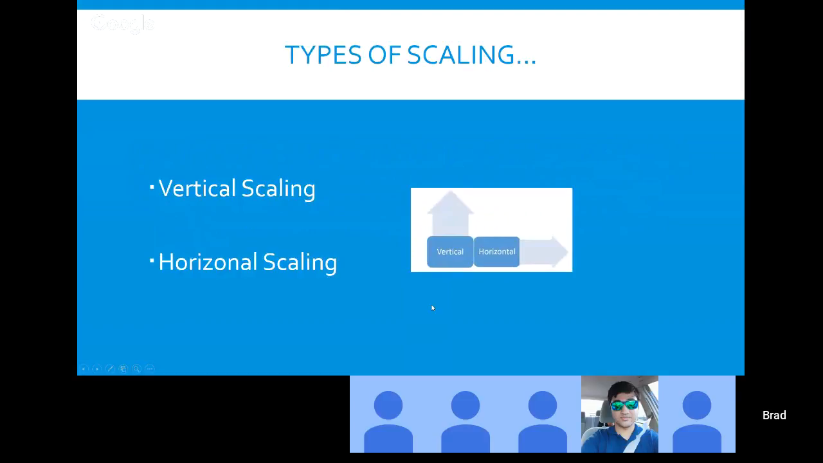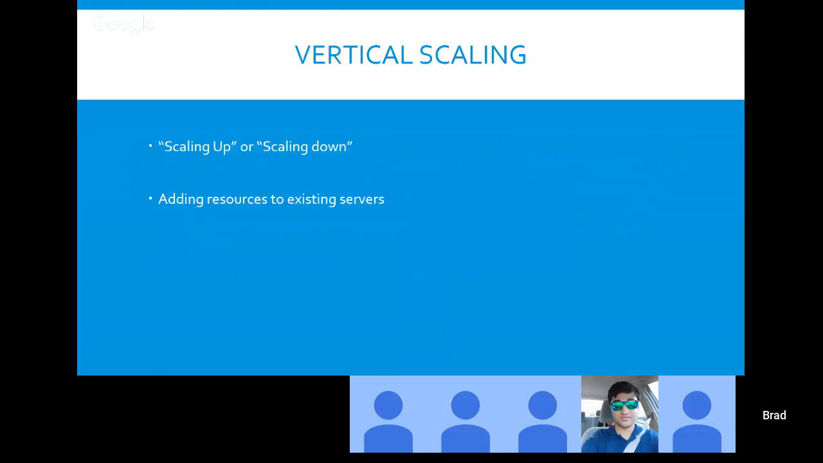There we go. When we talk about the types of scaling, typically relational databases and Microsoft SQL in general can scale vertically or horizontally. I found some conflicting, nothing official, but just user opinions on some message boards about the horizontal scaling capability, but I'll mention that in a little bit. When we say vertical scaling, we're also referring to scaling up or scaling down. This is simply adding resources to existing servers or existing instances.